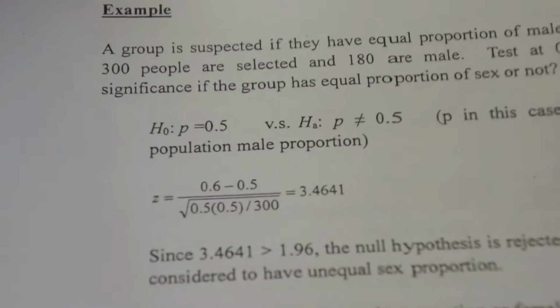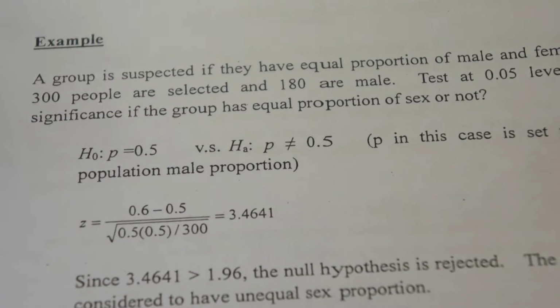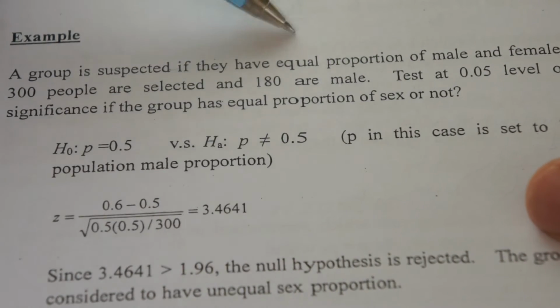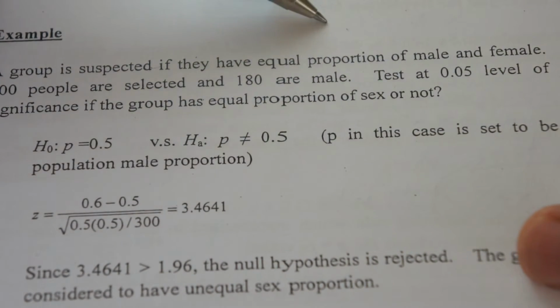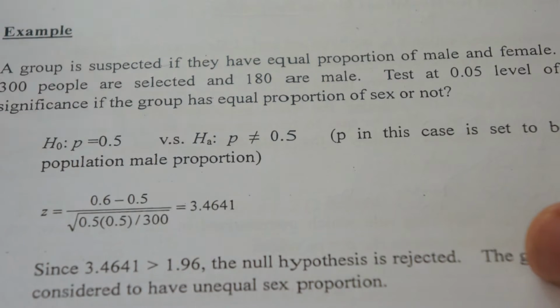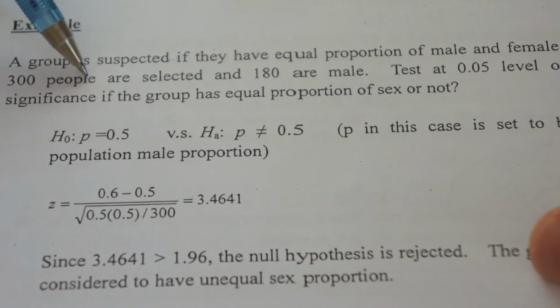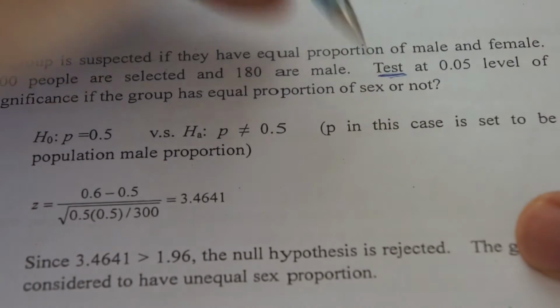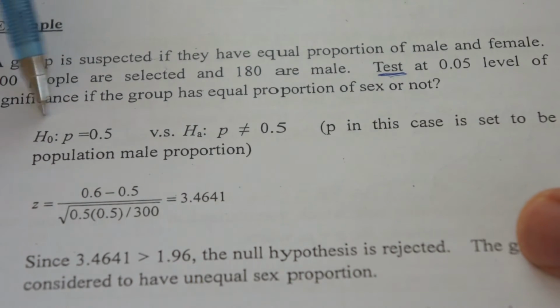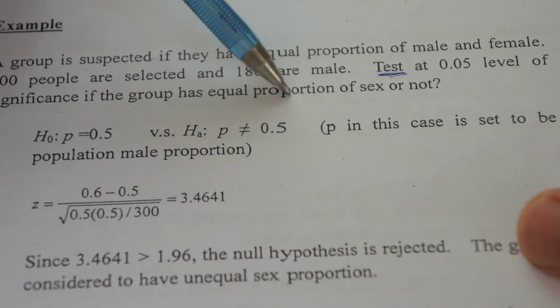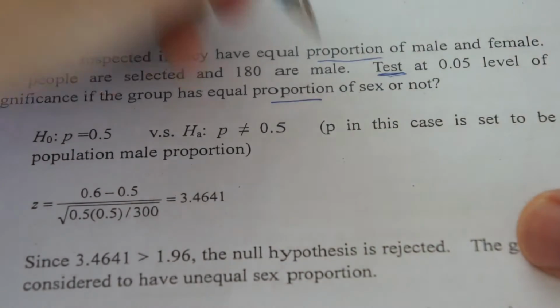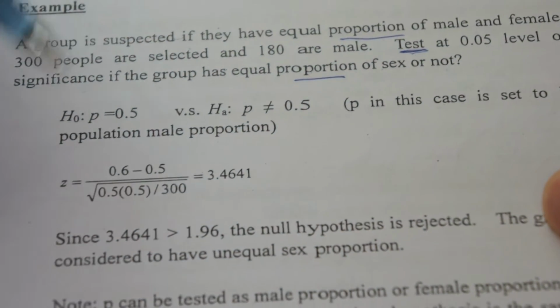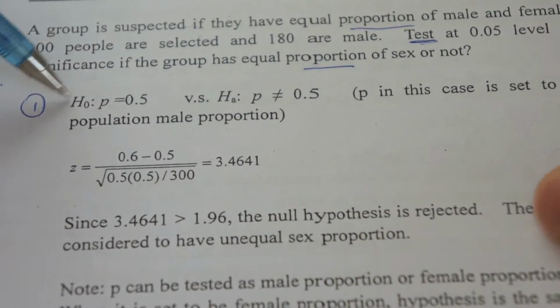Page number 12. Okay, so you have a group of data that is suspected to have equal proportions of males and female. 300 people are selected and 180 are male. So you are going to test at 5% significance whether the group has equal sex proportions or not. Do remember that we have the word proportion.